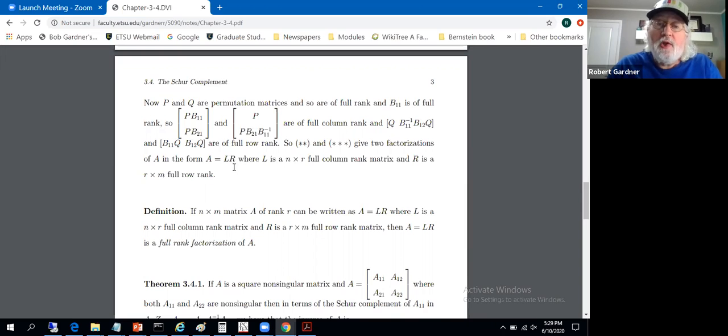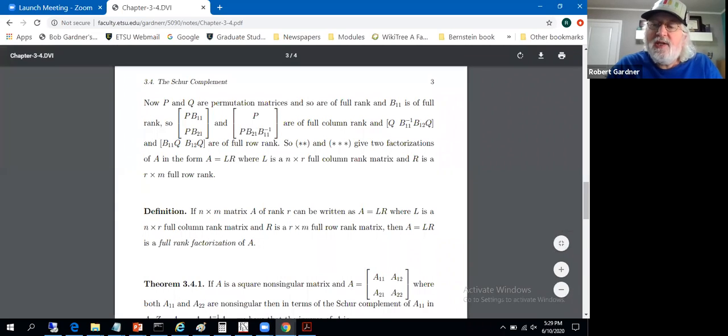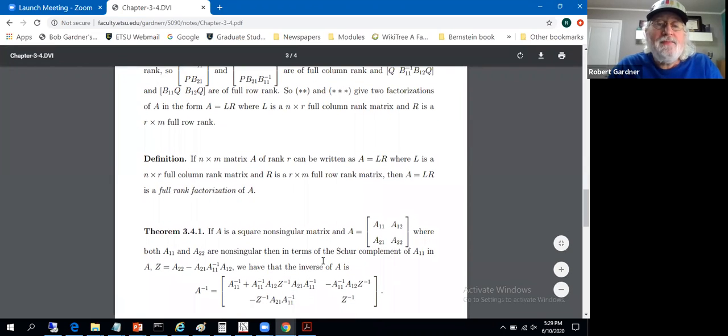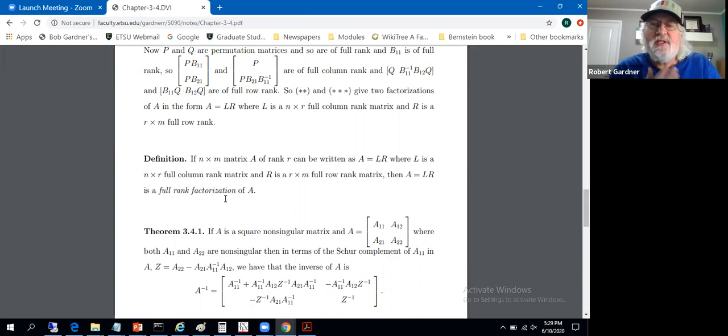First one, the one on the left, L, is a full column rank. The one on the right, R, is a full row rank. And such a factorization has a name. We're calling these factorizations. Sometimes they're referred to as decompositions. Factorization is probably a little bit better term because you're writing things as products.